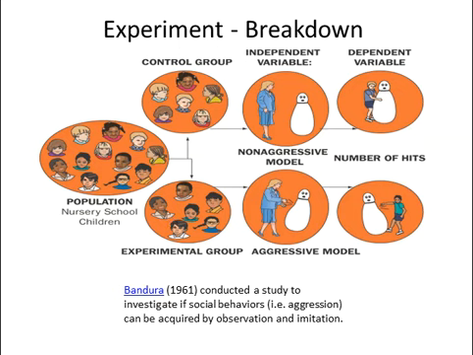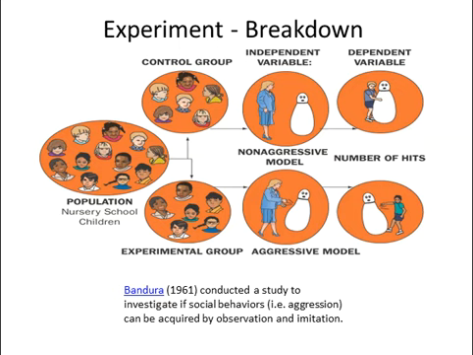Then we show the control group a video of an adult in a room with a Bobo doll acting totally non-aggressively, not doing anything to the Bobo doll. So they're not getting the aggressive role model treatment. But the experimental group is getting the aggressive role model treatment. The adult will beat the Bobo doll up, hit, kick, whatever the case may be. So the control group gets a non-aggressive model, and the experimental group gets an aggressive model. This is the independent variable, whether they get the aggressive model or the non-aggressive model.